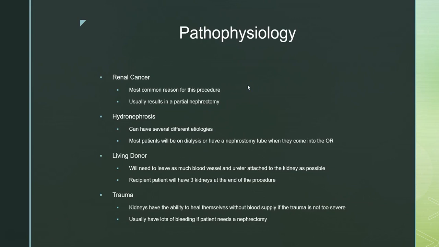All right, so what are we doing a nephrectomy for? Why would we want to do this? The most common reason for this is renal cancer. However, renal cancer doesn't automatically mean that you're losing an entire kidney. A lot of times the cancer is in a part of the kidney where we can do a partial nephrectomy and just take part of the kidney, so that we still leave our patient with lots of kidney function in the kidney that had the cancer in it.